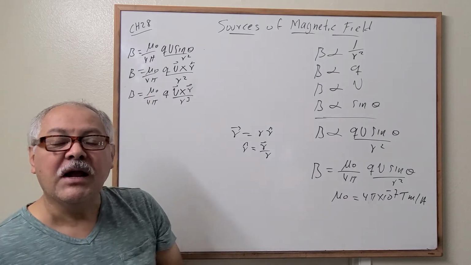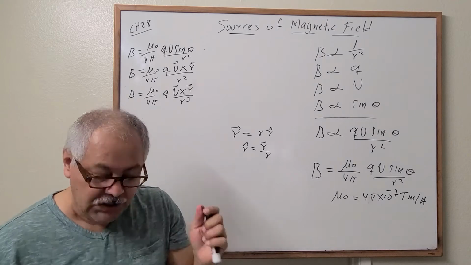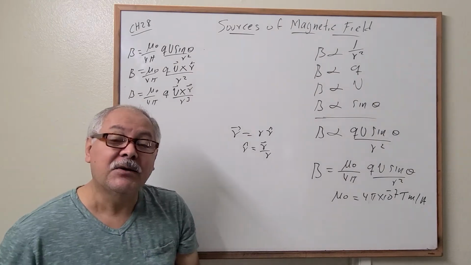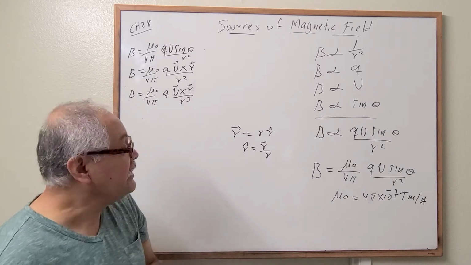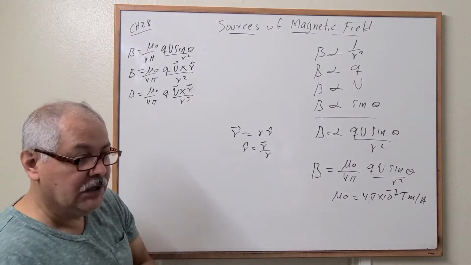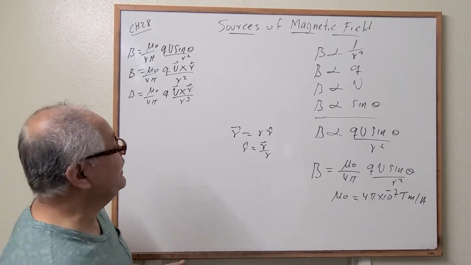Now this is a case where we have a charge. What about when we have a wire, a conductor? Let's try to find the formula that represents the magnetic field created by the conductor. Correct? Okay, let's do it.